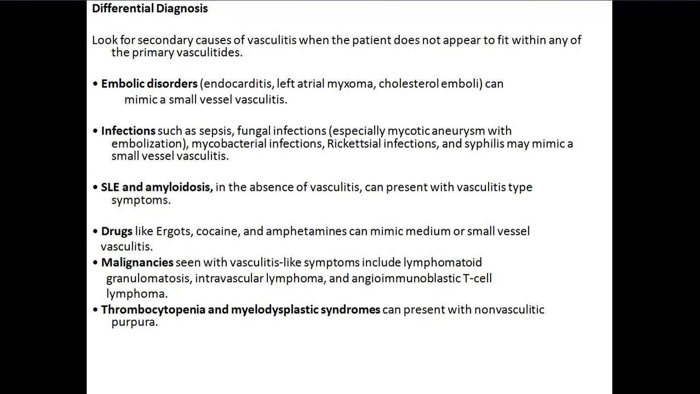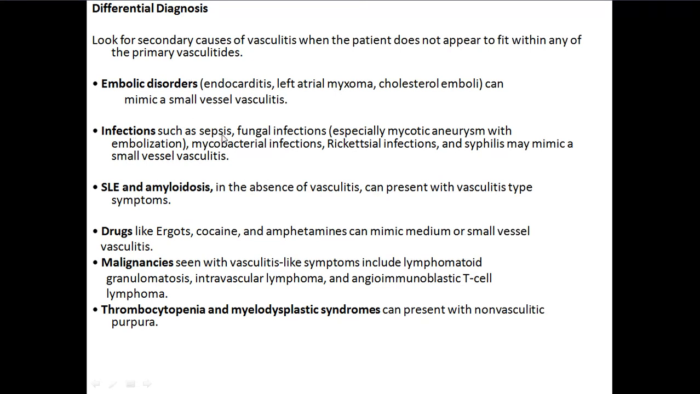So how do you do the differential diagnosis? Look for the secondary causes of vasculitis when the patient does not appear to fit within any of the primary vasculitis. Embolic disorders such as endocarditis, left atrial myxoma, and cholesterol emboli can mimic a small vessel vasculitis. So with embolic disorders, you could be seeing emboli being formed in endocarditis and left atrial myxoma. This can mimic small vessel vasculitis, so you should be able to differentiate between them.